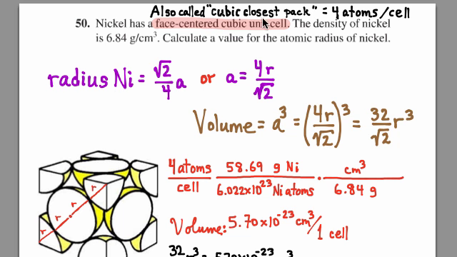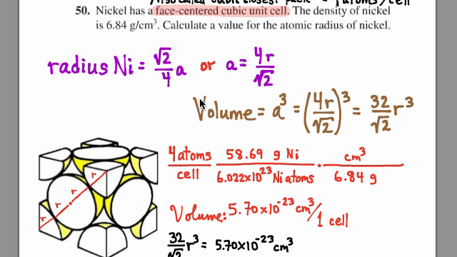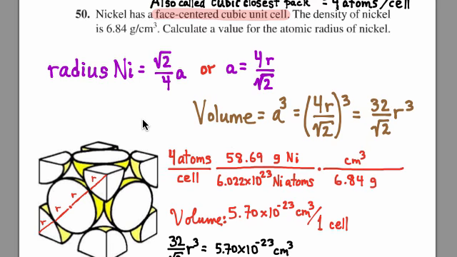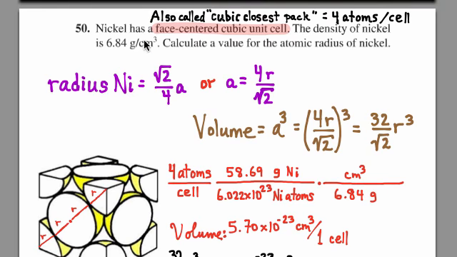So, closest pack, cubic closest pack, another name for the face-centered cubic cell. I have 4 atoms per cell. They tell me it's nickel, face-centered, and they give me the density of nickel as well. This is a formula we found earlier for the face-centered cubic: the radius of the atom would be square root of 2 over 4 times A, with A being the length from one edge of the cube to the other edge of the cube. Solve it for A in relation to R.